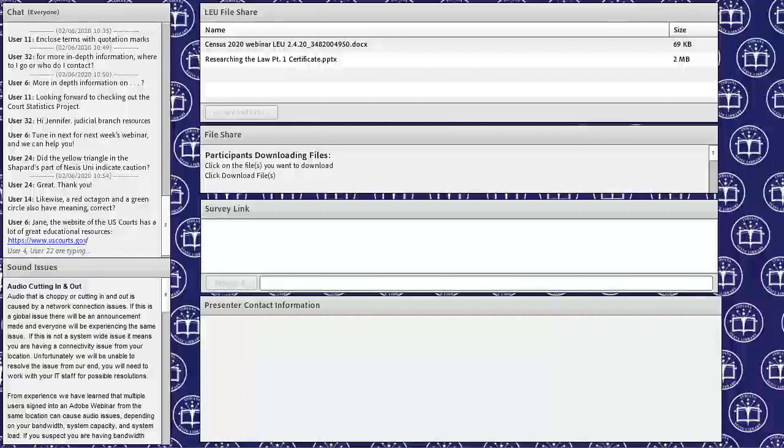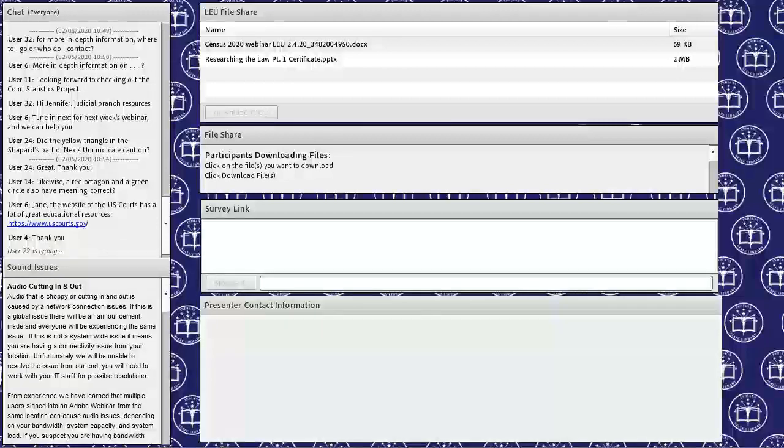Jennifer just put a link in the chat to uscourts.gov, which gives, she says, a lot of great educational resources. You can learn all about the courts.